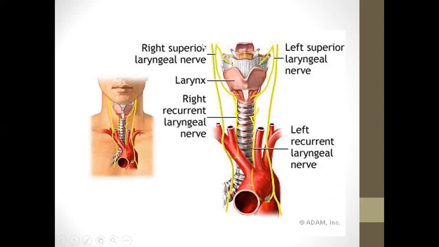So we have the superior laryngeal nerve, which gives you the internal and external branches. And then we have the recurrent laryngeal nerve, which loops around the aorta on the left side. You see, it loops around the aorta and also loops around the subclavian artery on the right side to travel through the tracheo-esophageal groove.